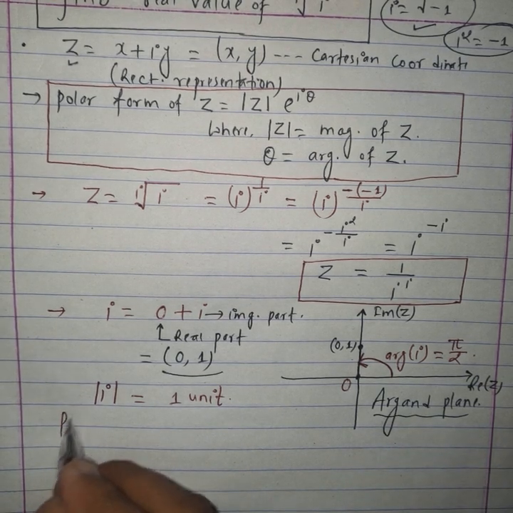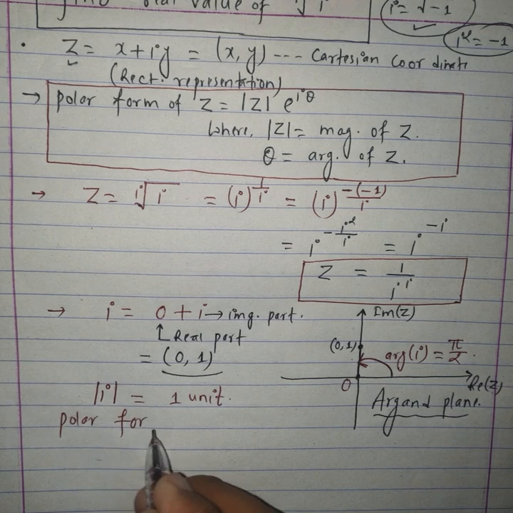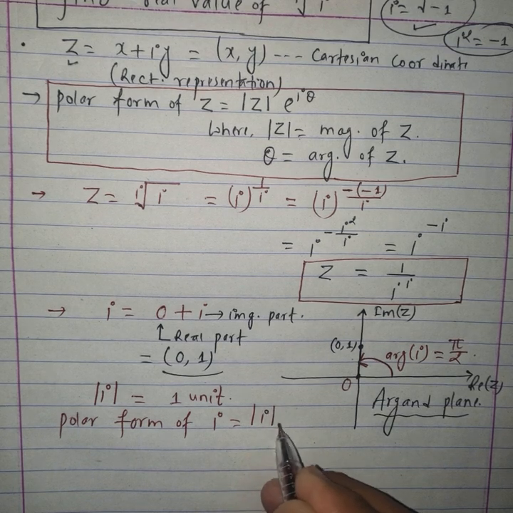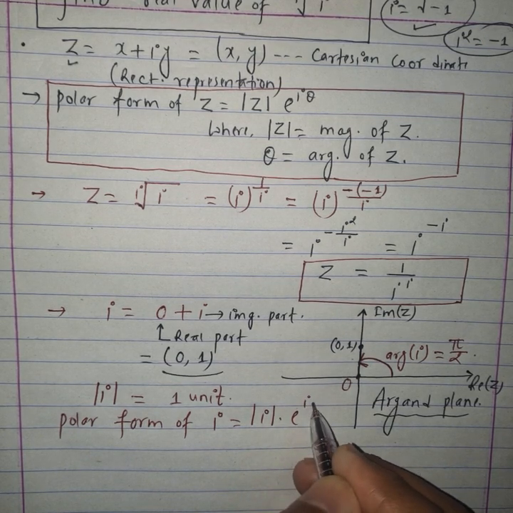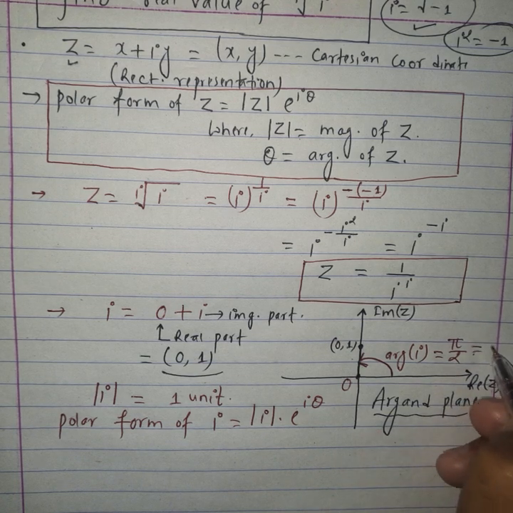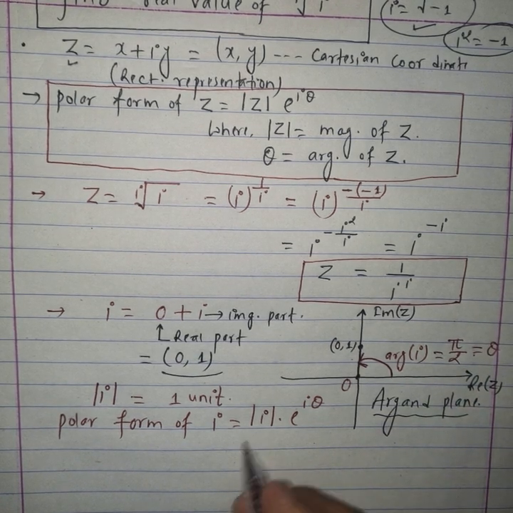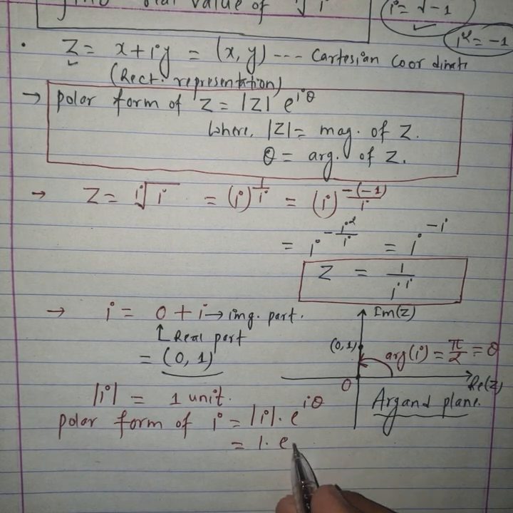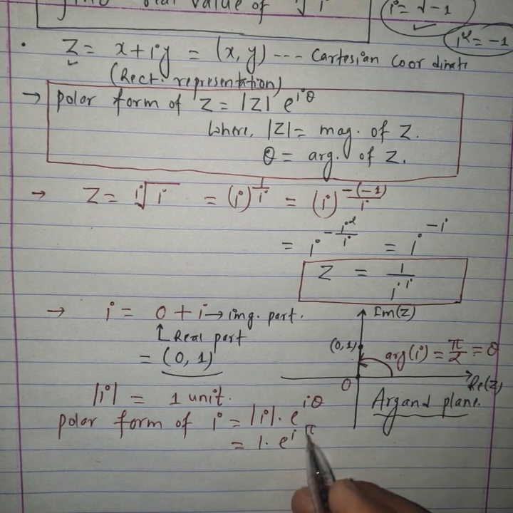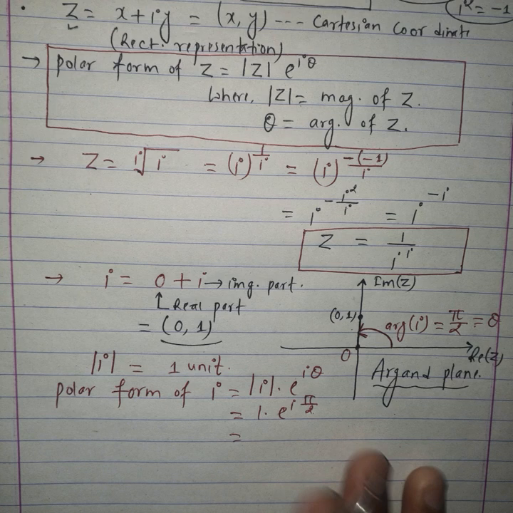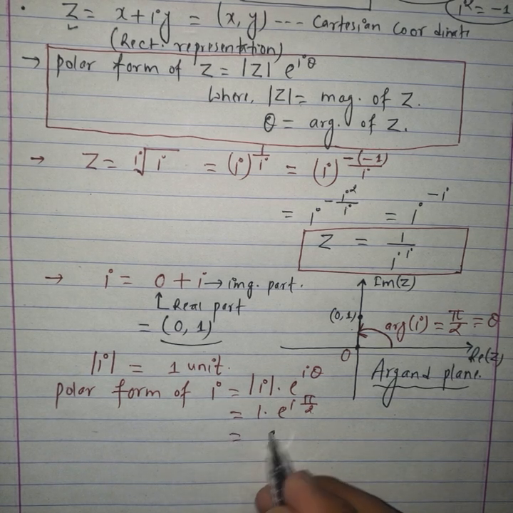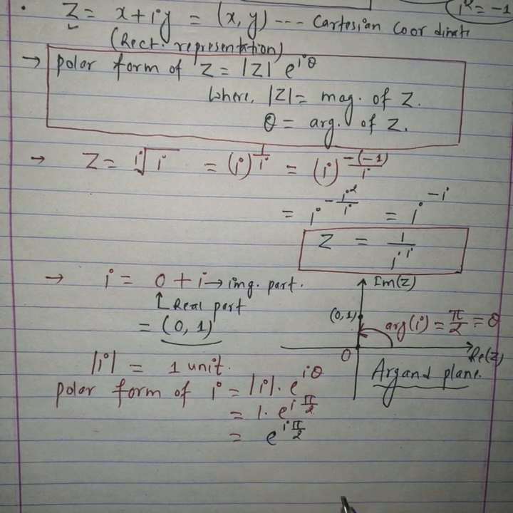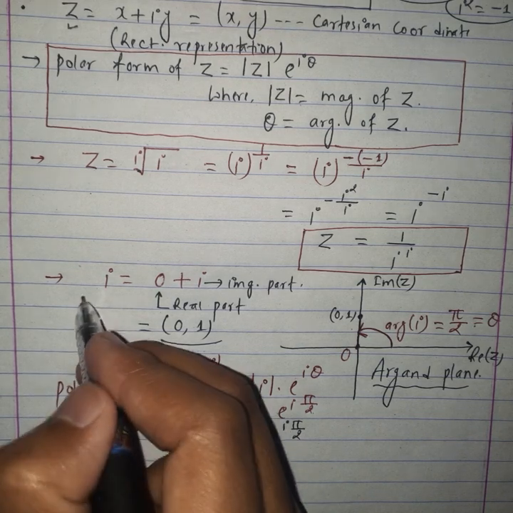So the polar representation of the complex number i is the mode times e raised to the power of i theta, where theta is the argument. Let's plug in the values. The mode of i is 1, times e raised to the power of i, and theta is calculated as pi over 2. So the polar representation of i is e raised to the power of i pi over 2.